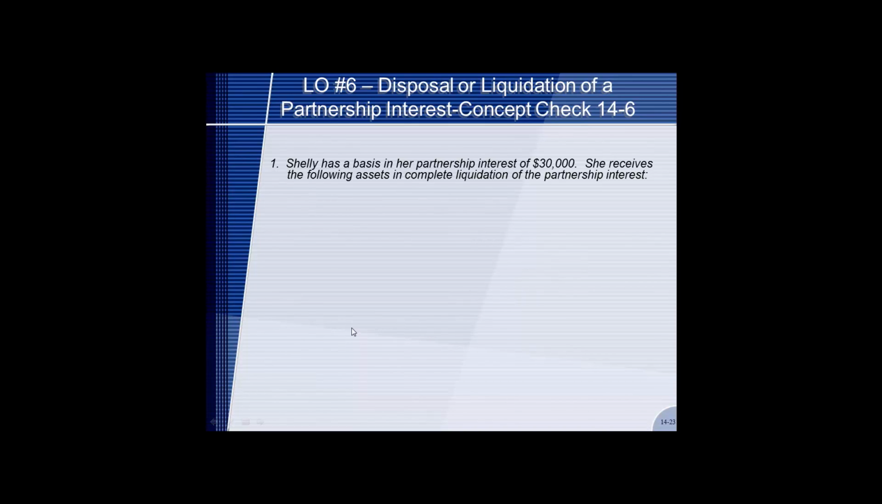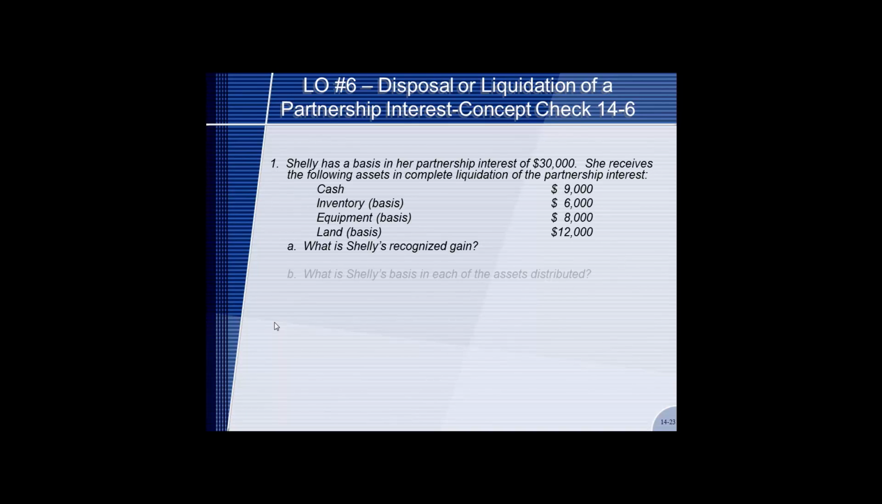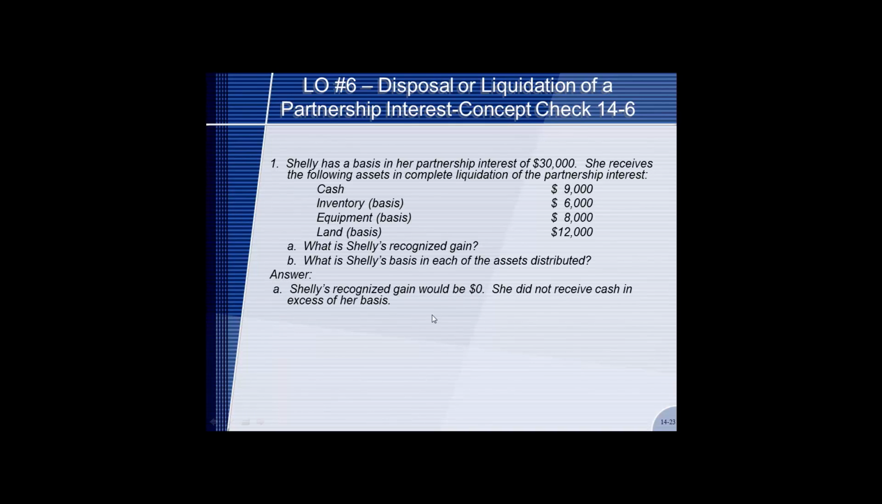Shelley has a basis in the partnership interest of $30,000. She receives the following assets in a complete liquidation of the partnership: cash, inventory, equipment, land. What is Shelley's recognized gain? What is Shelley's basis in each of the distributed items? Okay, so Shelley's gain would be 0. She did not receive cash in excess of her basis.